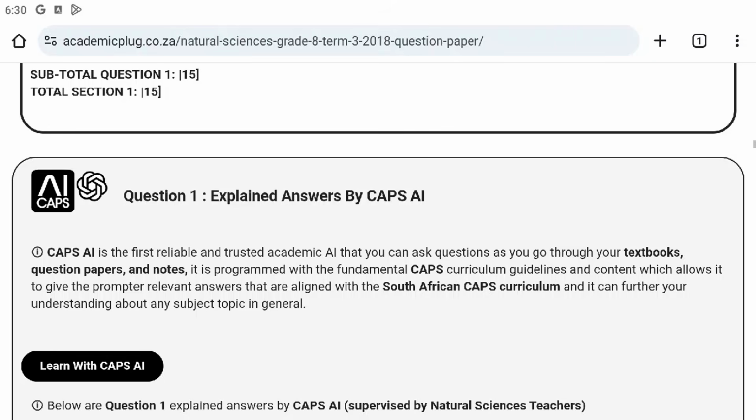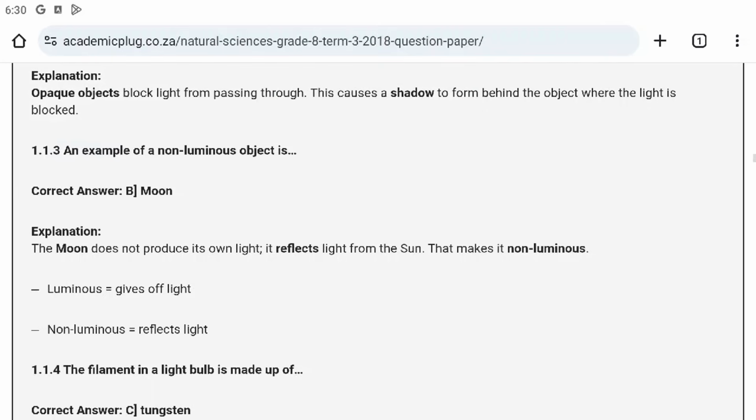1.5, the component in a circuit that opposes the flow of charge in a circuit is A resistor, B emitter, C cell, D switch. A resistor. So a resistor limits or opposes the flow of electric current, protecting components or controlling current levels in a circuit.